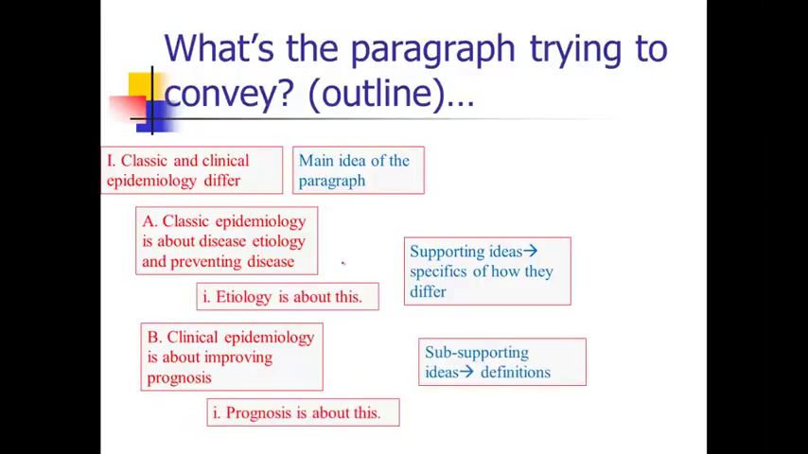And then beyond that, the authors are defining a couple of words in case you don't know what they are. Since they've said classic epidemiology is about etiology, they need to define the word etiology. And they've said clinical epidemiology is about prognosis, so they need to tell you what prognosis is. So we need some definitions there. That's the whole main idea of this paragraph, and that's all of the pieces. So when we edit it, we're going to make sure that we get in all of those pieces and get out anything that doesn't contribute to them. I'm also going to do a lot of sentence-level editing as we go along.